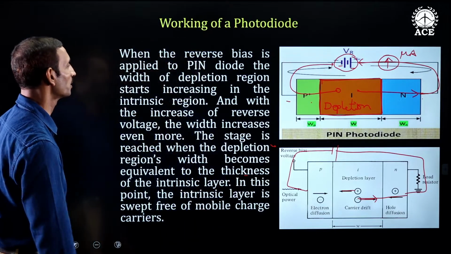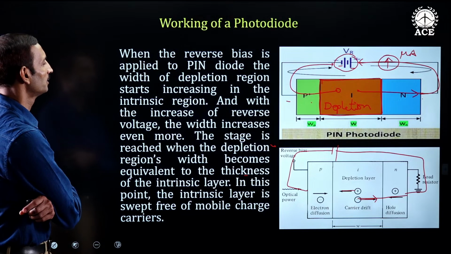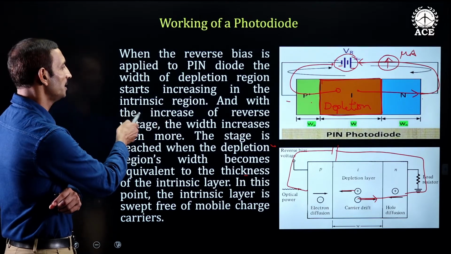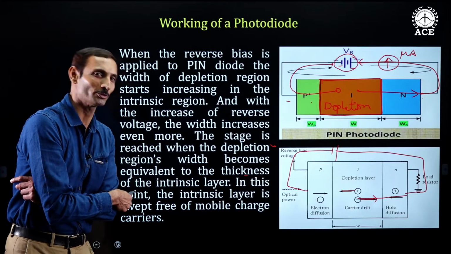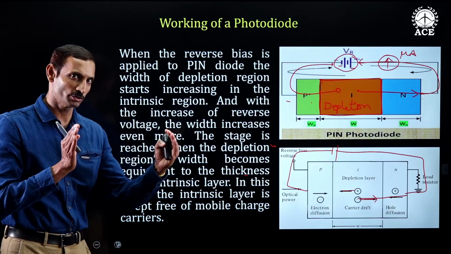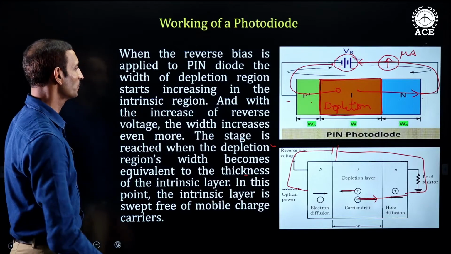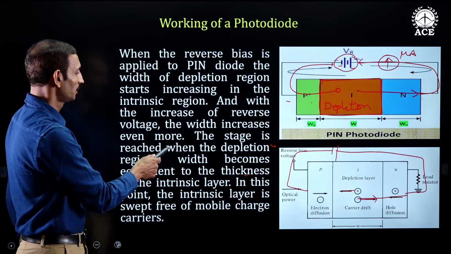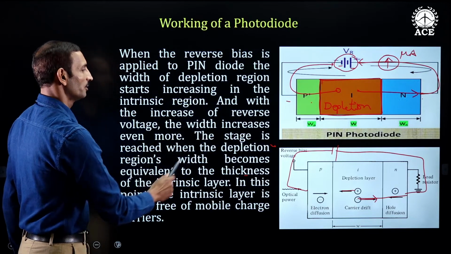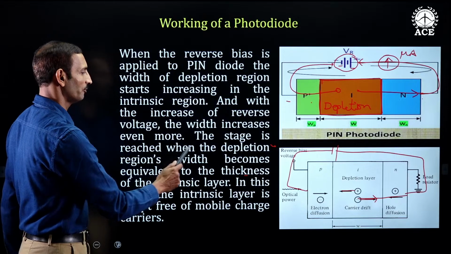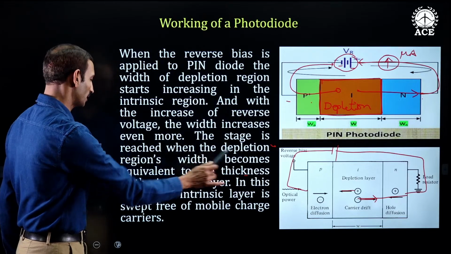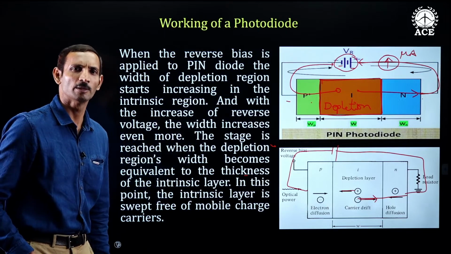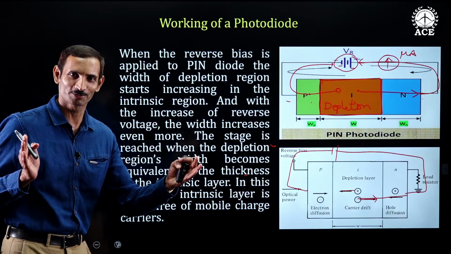Now let us read this one. When the reverse bias is applied to a PIN diode, the width of the depletion region starts increasing in the intrinsic region. That is what I have told you. So the width of the depletion region is going to increase within the intrinsic region. And with the increase of the reverse voltage, the width increases even more, and a stage is reached when the depletion region width becomes equal to the thickness of the intrinsic layer. That means the entire intrinsic layer is going to become depletion region between P and N type materials.